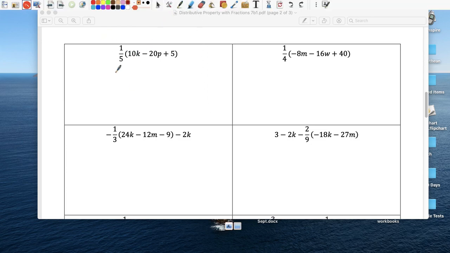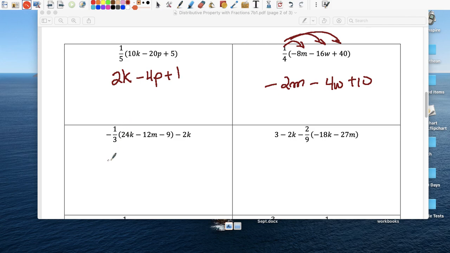So 1/5 of 10 is 2k minus 4p plus 1. Nothing to combine. Positive and negative is a negative. 1/4 of 8 is 2m. 1/4 of negative 16 is 4. And 1/4 of 40 is 10, right? So we're multiplying, right?